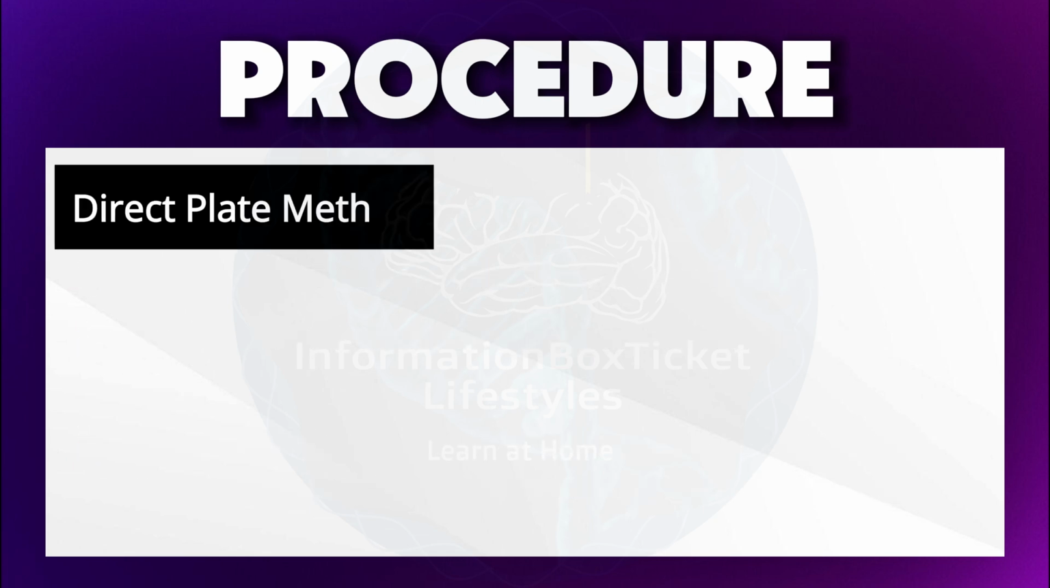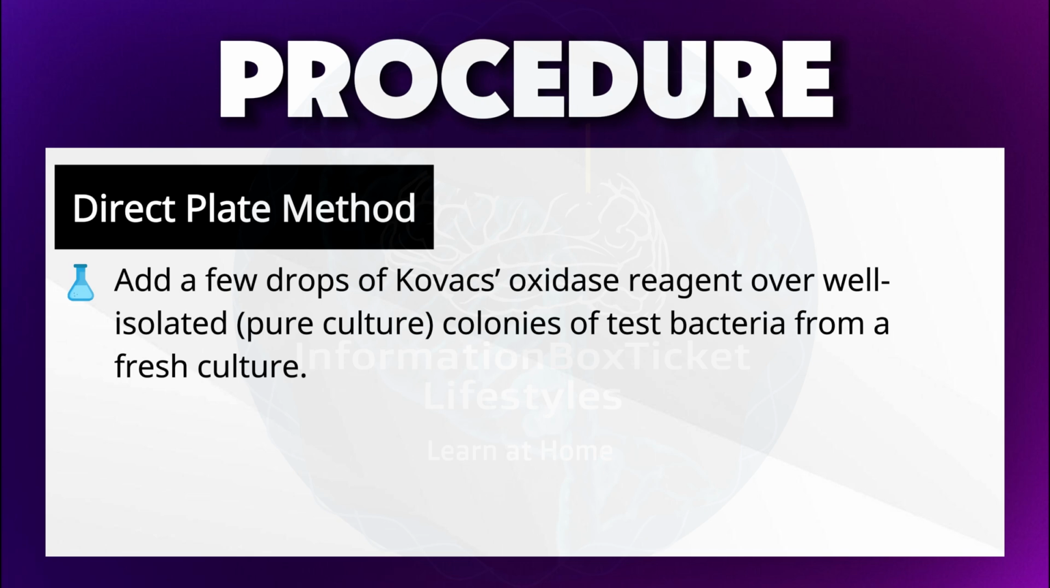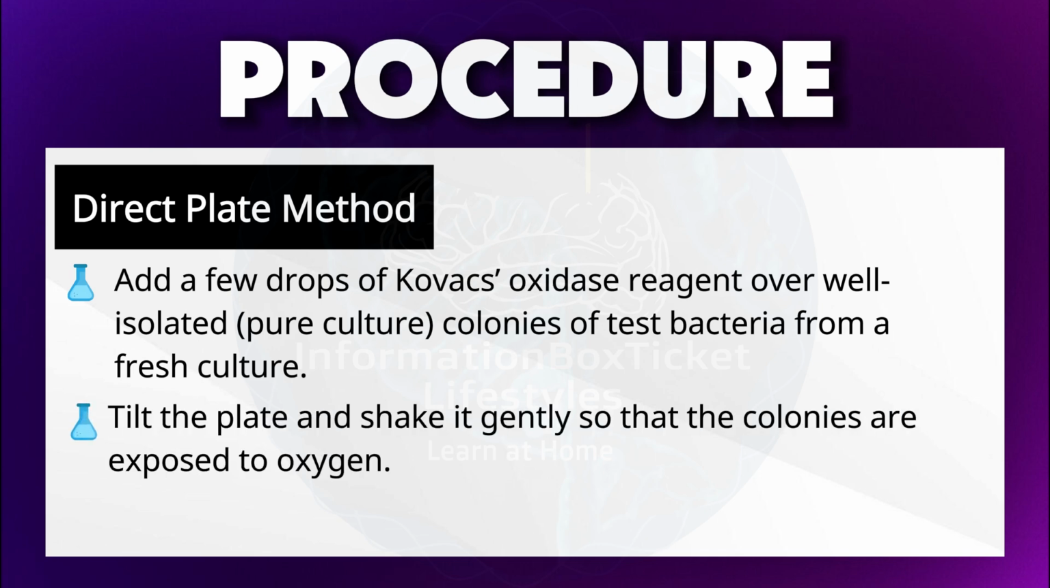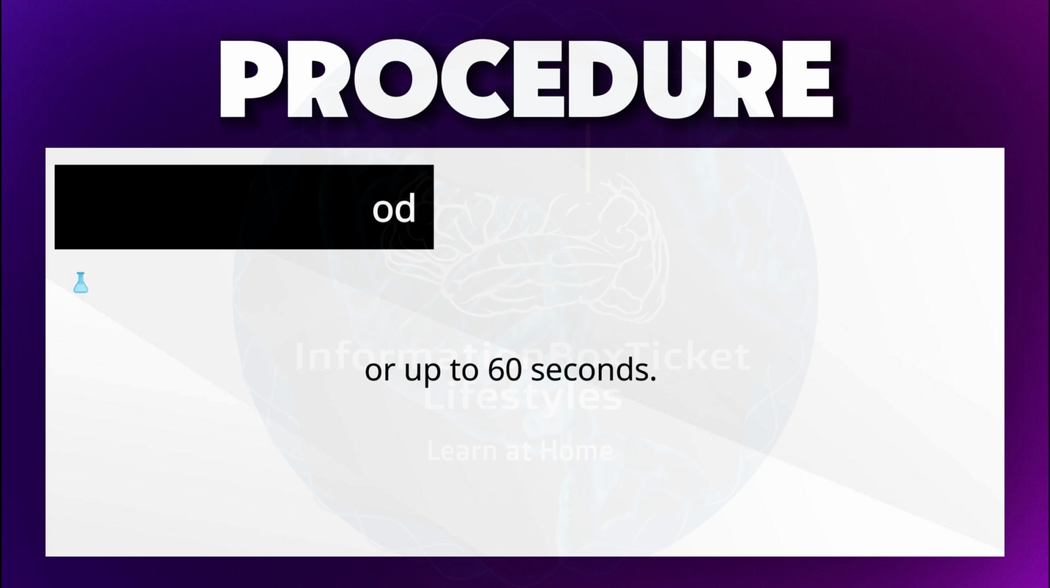Direct plate method. Add a few drops of Kovacs oxidase reagent over well-isolated, pure culture colonies of test bacteria from a fresh culture. Tilt the plate and shake it gently so that the colonies are exposed to oxygen. Observe for the formation of purple, deep blue color over the reagent-moistened colonies, and note the time required for color change for up to 60 seconds.